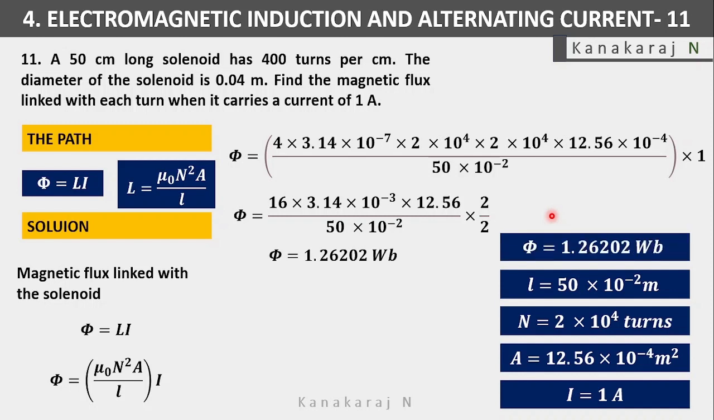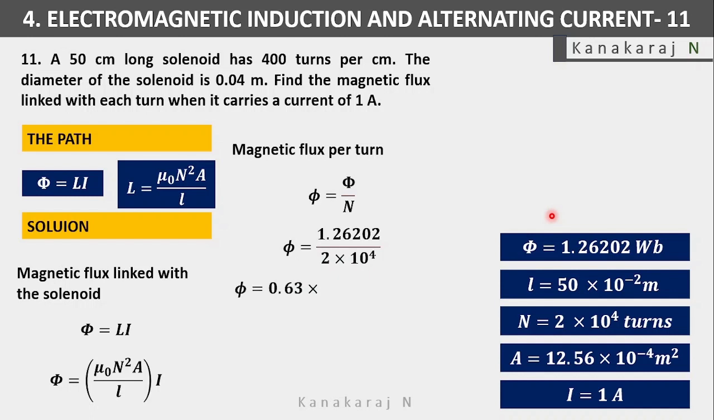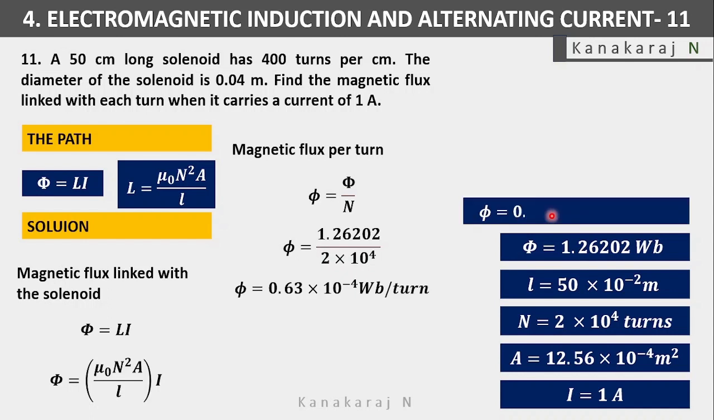Alright, this is the flux through the solenoid, but we are asked to find the flux per turn. The flux per turn is given by small phi equals capital Phi divided by capital N, the total number of turns. So small phi equals 1.26202 divided by the total number of turns, 2 into 10 power 4. By dividing this, we get phi, the flux per turn, 0.63 into 10 power minus 4 Weber per turn.